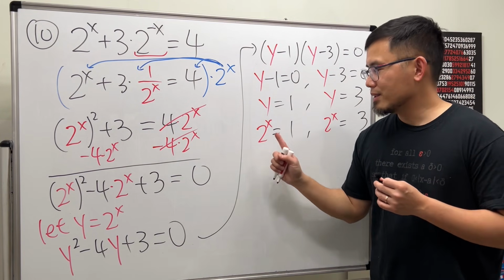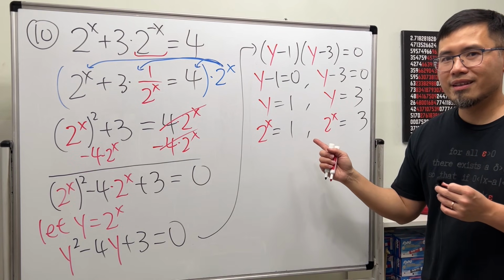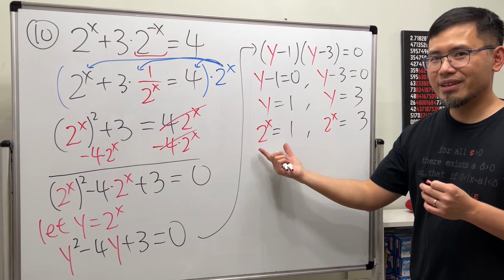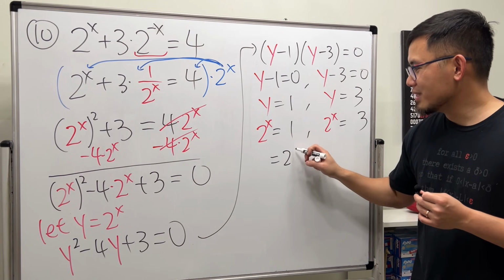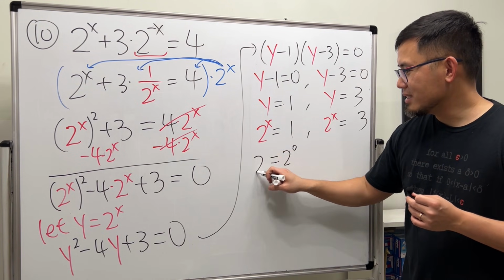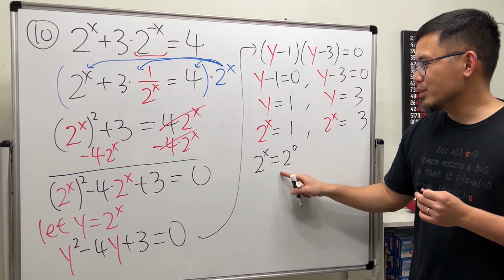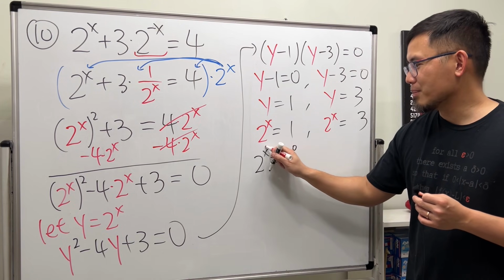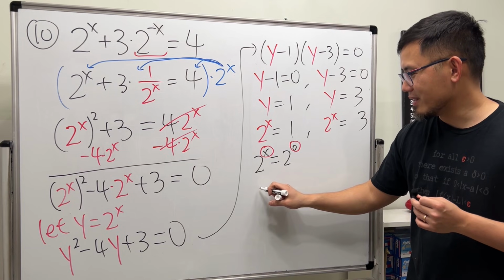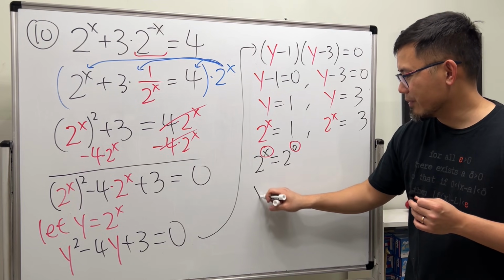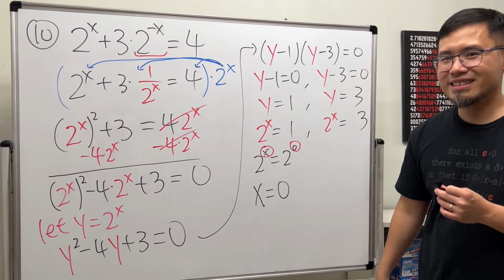For this one, 2 to the x is equal to 1. What can we do? Well, we can actually write the 1 as what? 2 to the 0th power, and you see 2 to the x is equal to 2 to the 0th power. That implies x is equal to 0. So this is the first answer right here. I'm going to just write down x equals 0.